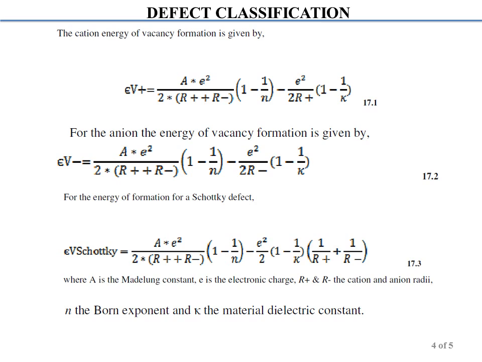So the cation energy of vacancy formation, as we see in the next slide, is given by equation 17.1, and the anion vacancy formation is given by equation 17.2. The energy of formation for the Schottky defect is 17.3. In these cases, A is the Madelung constant, e is the electronic charge, R plus and R minus are the cation and anion radius respectively, n is the Born exponent, and K the material dielectric constant.